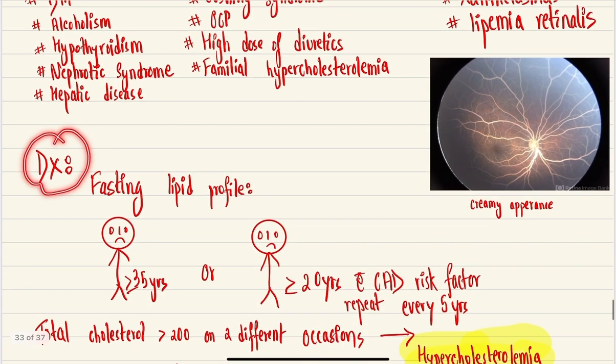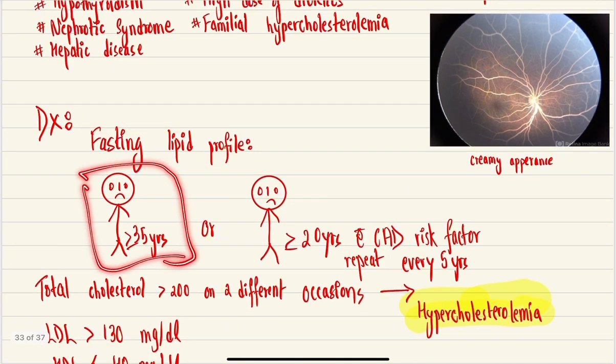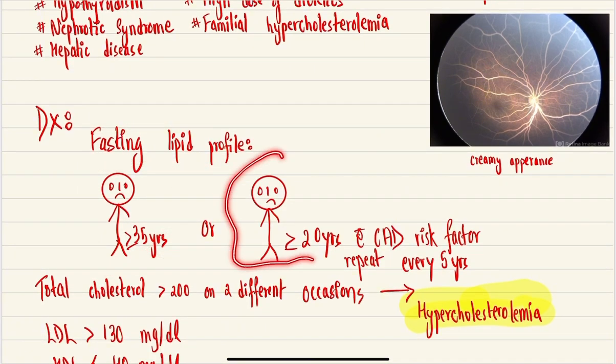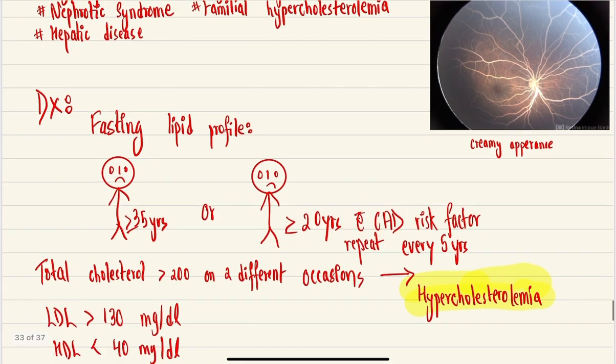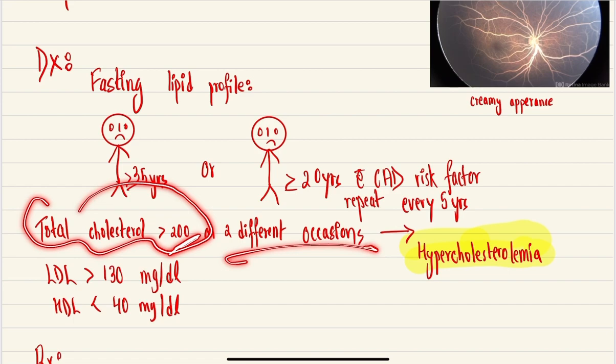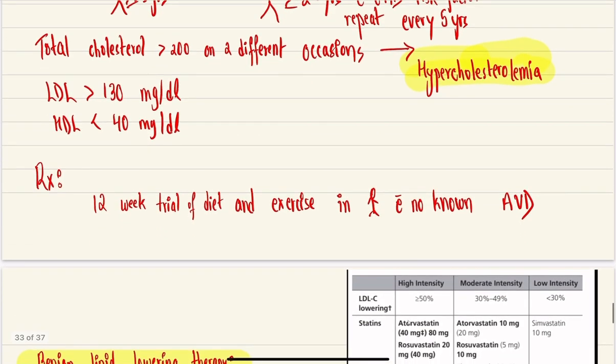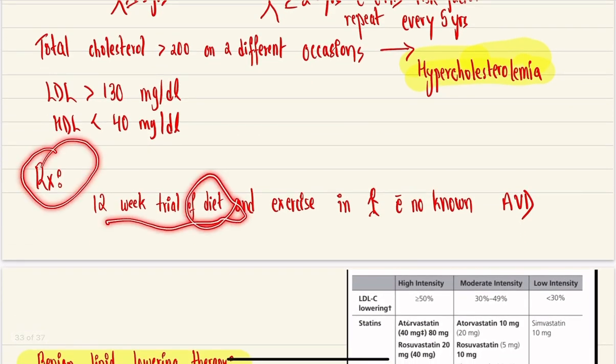So for diagnosis, we have the fasting lipid profile. We can do it when the patient is older than 25, or older than 20 years with coronary artery disease risk factors. We should repeat the test every 5 years. So we see total cholesterol more than 200 on different occasions to label it as hypercholesterolemia, LDL more than 130, HDL less than 40. For treatment, we have a 12 week trial of diet.